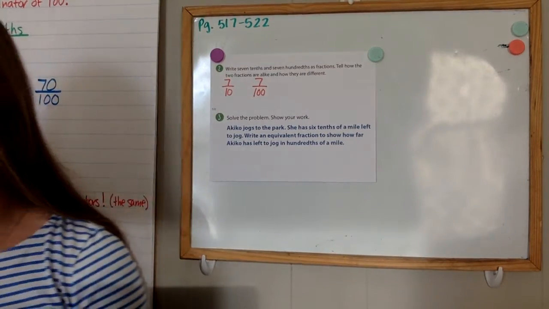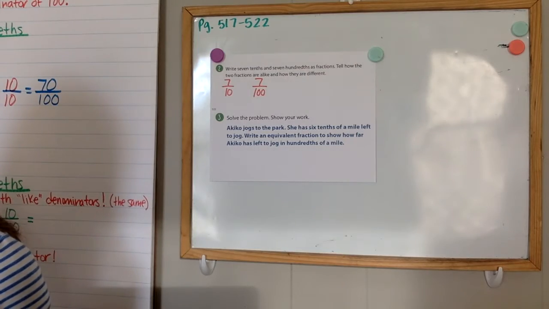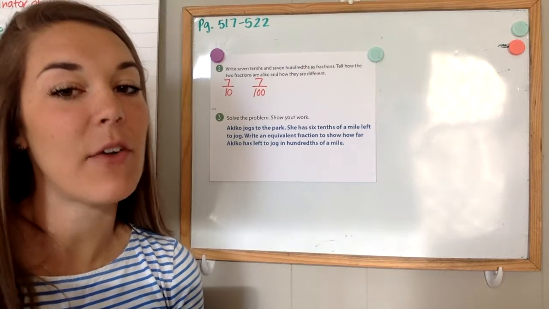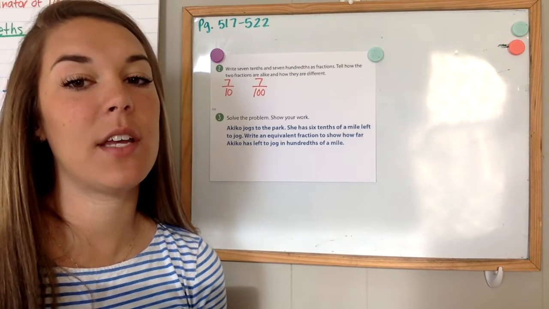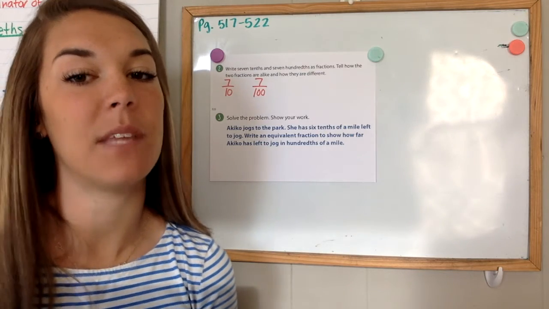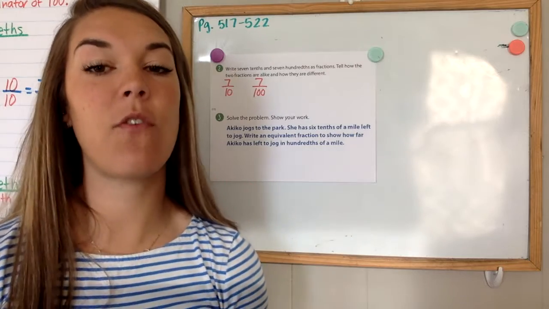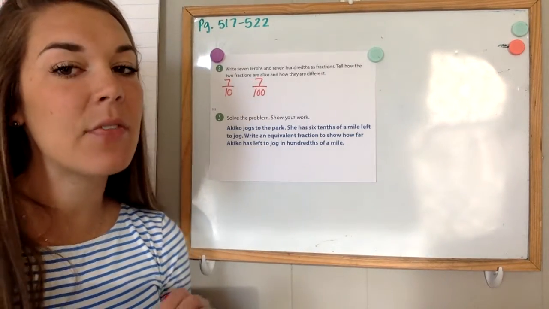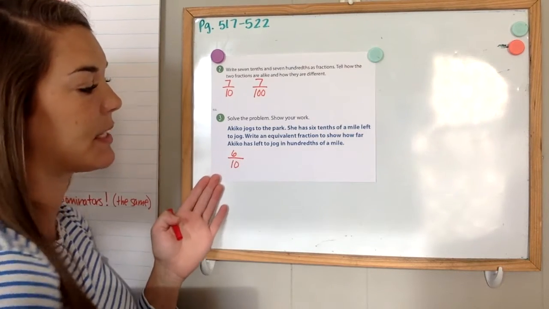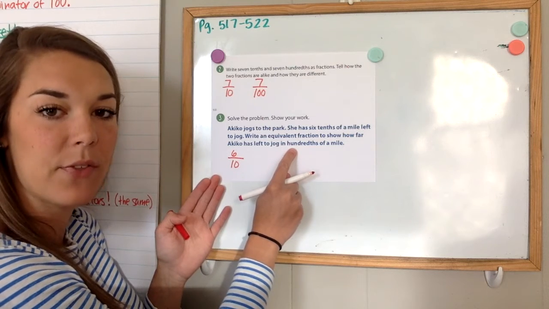Let's take a look at problem number 3. It says, Akiko jogs to the park. She has 6/10 of a mile left to jog. Write an equivalent fraction to show how far Akiko has left to jog in hundredths of a mile. Okay, so what do we know so far? We know that she has 6/10 of a mile left. So we're going to write 6/10. It's asking us, what is that equivalent to in hundredths?